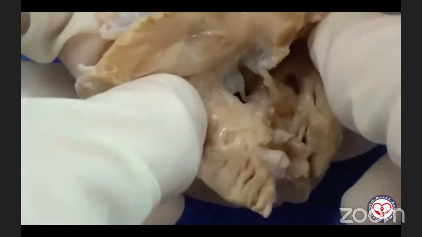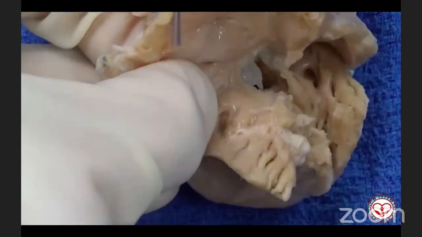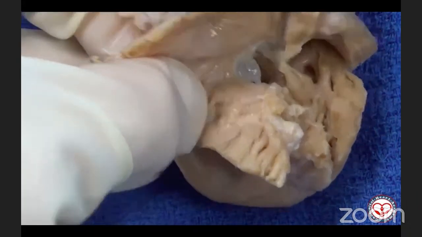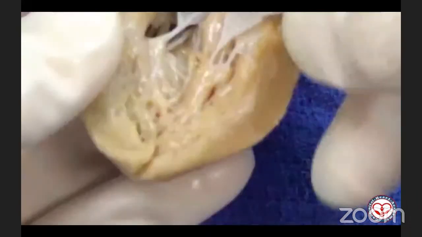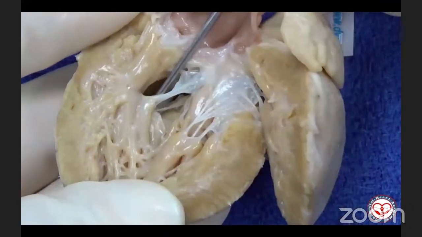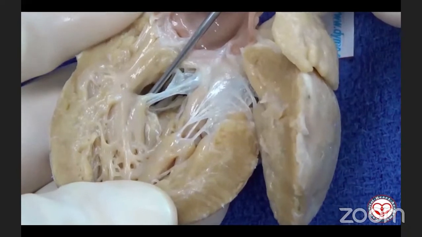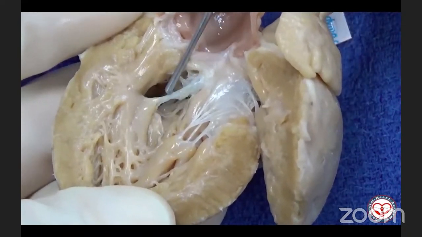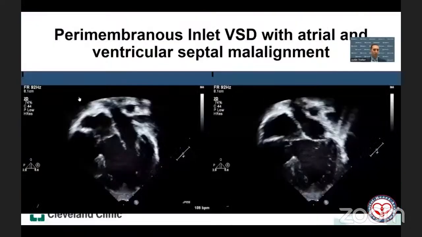If we look at this on the short axis, you can see how the atrial and ventricular septums are malaligned, and when we look at the left ventricular aspect, there is a small papillary muscle across the interventricular septum and supporting the tricuspid valve within the left ventricle.